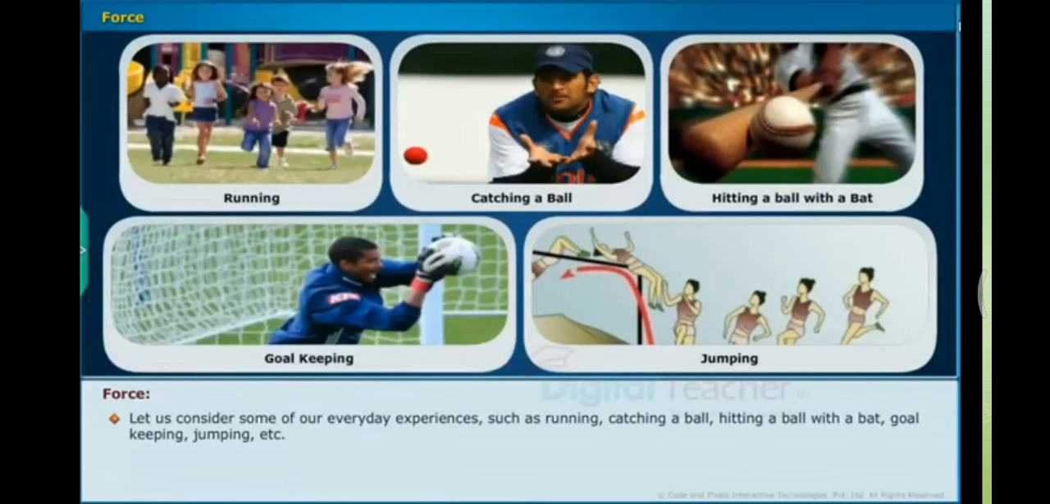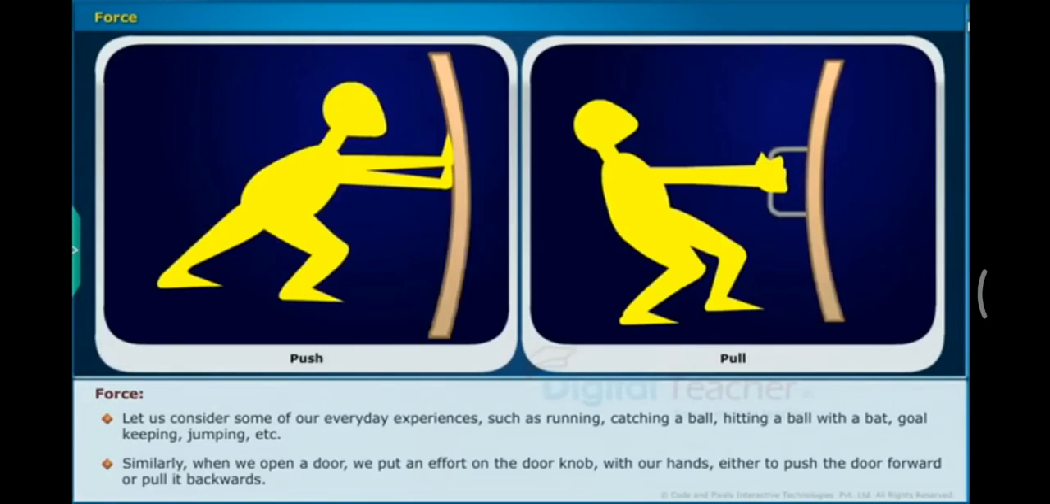Okay, let's find out the answer. Let us consider some of our everyday experiences, such as running, catching a ball, hitting a ball with a bat, goalkeeping, jumping, etc. Similarly, when we open the door, we put an effort on the door knob with our hands, either to push the door forward or pull it backwards.